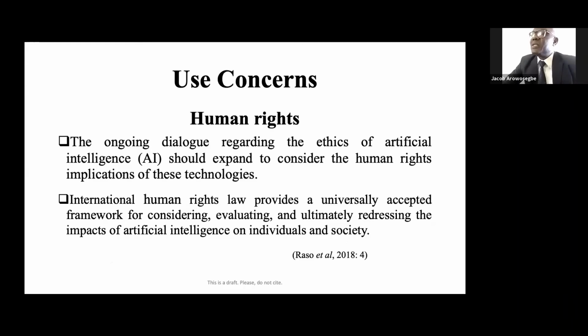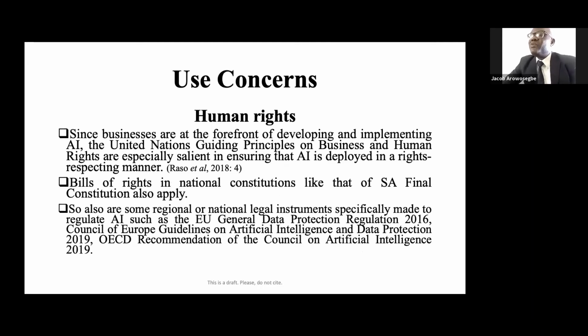The ongoing dialogue regarding the ethics of artificial intelligence should expand to consider the human rights implications of these technologies. International human rights law provides a universally accepted framework for considering, evaluating, and ultimately redressing the impact of artificial intelligence on individuals and societies. Since businesses are at the forefront of developing and implementing AI, the UN guiding principles on business and human rights are also very important in ensuring that AI is deployed in a rights-respecting manner. We also have bills of rights in national constitutions, like that of the SA final constitution, which we also apply.